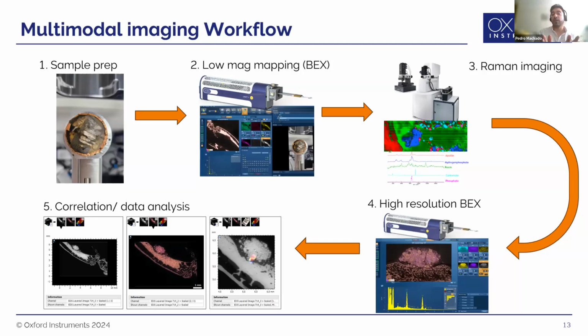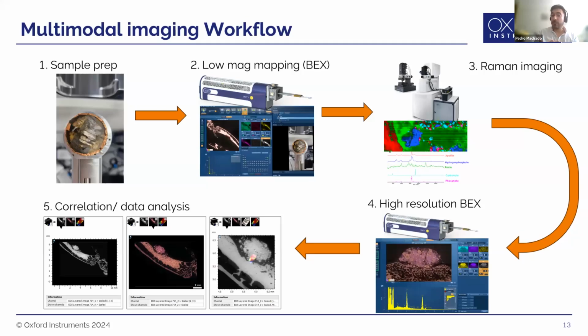Then life gets a little bit easier when we want to get to the Raman. Here I put the example. You can do it either on a RISE system or not. If you have a standalone RISE system, you can just load the BEX maps and use that to navigate your sample. So when we were able to pick the region of interest with a bone and implant interface, we did the Raman imaging here.